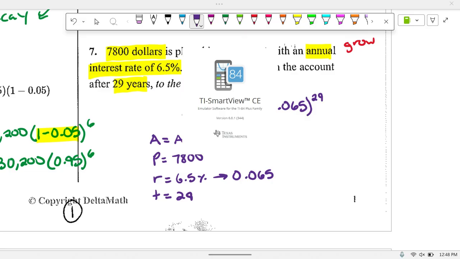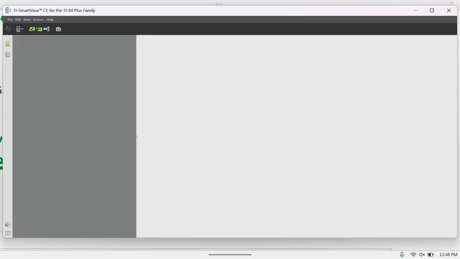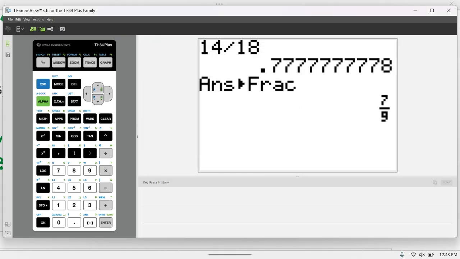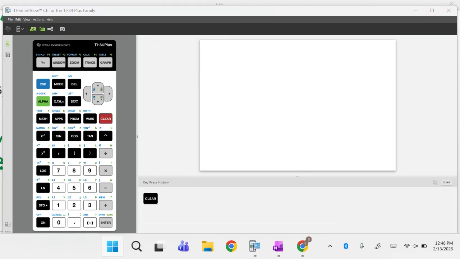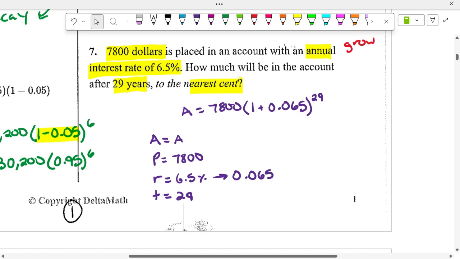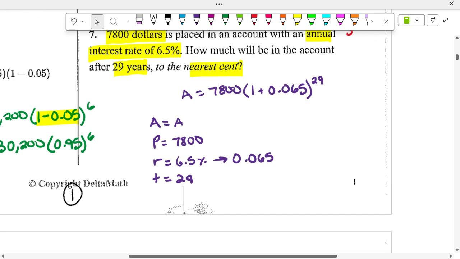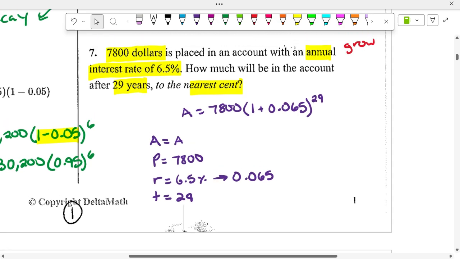All right, so you should already have it in your formula by now. For time's sake, we're just going to go through what it looks like. My A value, I'm just going to leave it as A. My P, that's how much money I initially put in the account, which is $7,800. The rate my account is growing at is an interest rate of 6.5%.